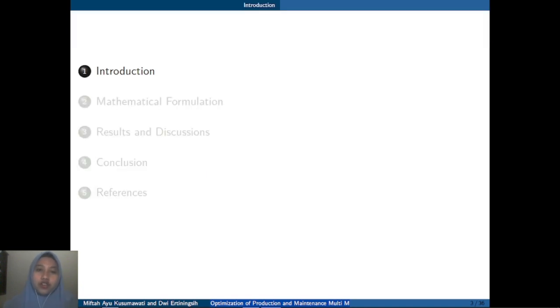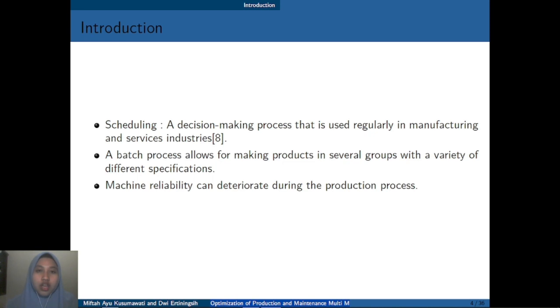Let's begin with the introduction. From the title, we know that the topic of this research is about scheduling. Scheduling can be defined as a decision-making process that is used regularly in manufacturing and services industries. The production system in this scheduling problem is a batch process. A batch process allows for making products in several groups with a variety of different specifications.